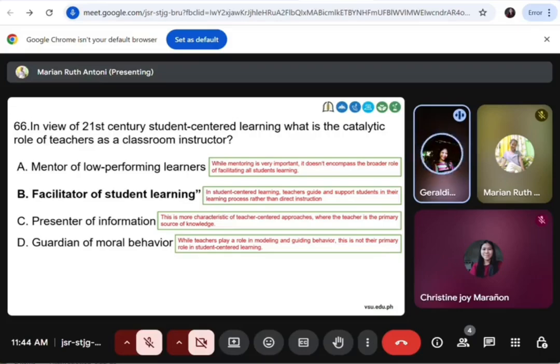So A is not the correct answer. It's because while monitoring is very important, it doesn't encompass the broader role of facilitating all student learning. So why not letter C, which is presenter of information? It's because this is more characteristic of teacher-centered approaches, where the teacher is the primary source of knowledge. Why not letter D, guardian of moral behavior? It's because while teachers play a role in modeling and guiding behavior, this is not their primary role in student-centered learning.